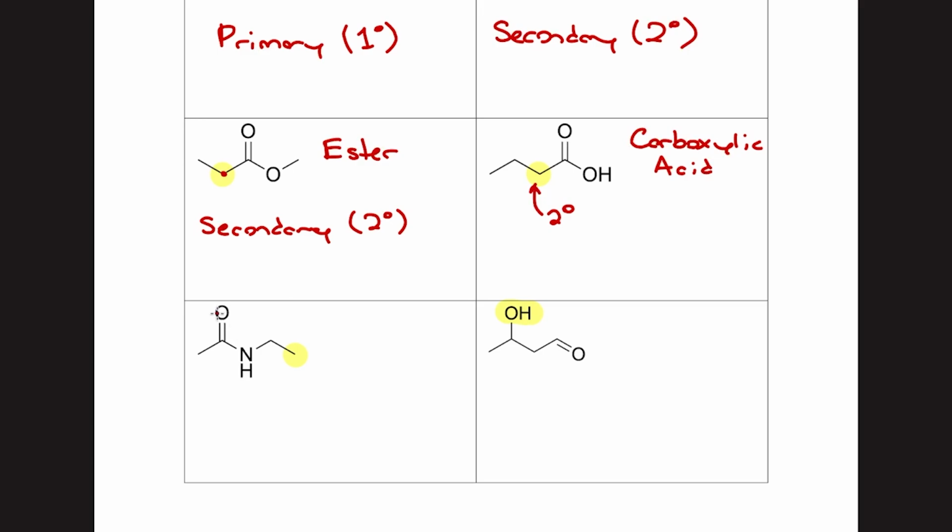In the next problem, I do see this carbonyl, but the carbonyl carbon is directly connected to a nitrogen, and so I know that it's an amide. And now we're looking at this ending carbon, and it's only connected to one other carbon, and so I know it's primary. The next problem is interesting.